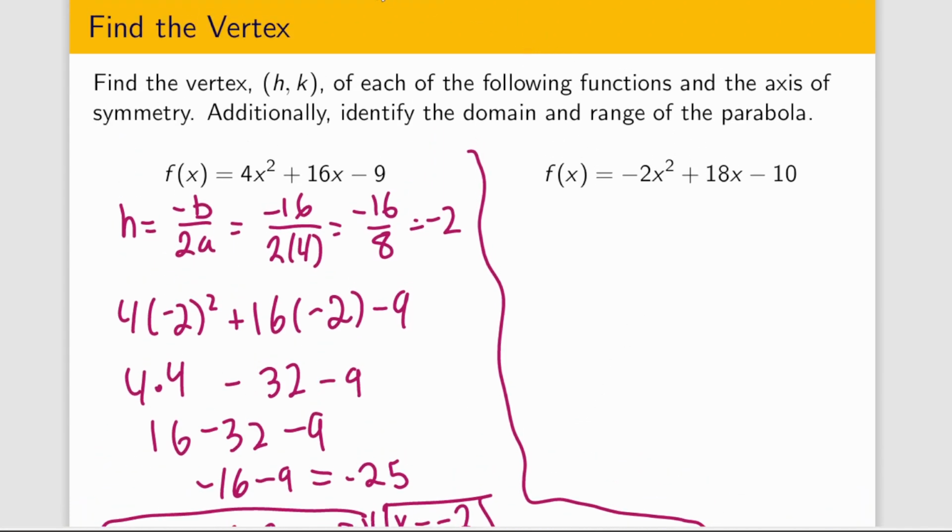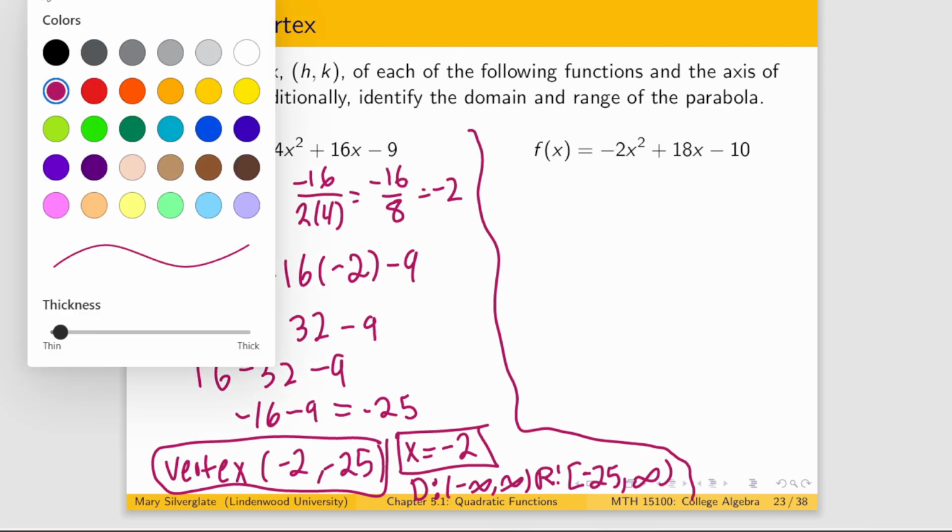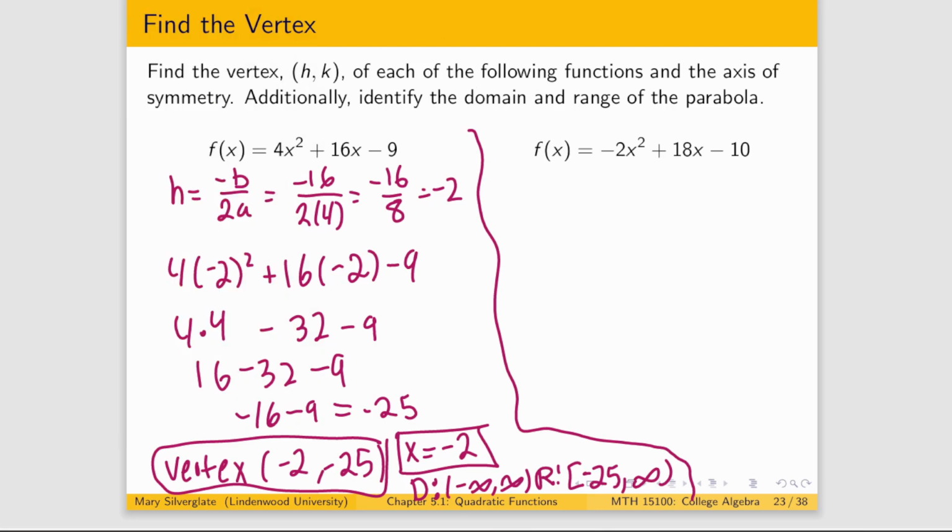Go ahead and let me zoom this out a little bit. Go ahead and try the next one yourself and then compare with what we get. In particular, you might want to first find the x-coordinate of the vertex, so that's negative 18 over 2 times negative 2. 2 times negative 2 gets us negative 4. Negative 18 over negative 4, a negative divided by a negative is a positive. And also 2 goes into both of these, so this simplifies to 9/2.